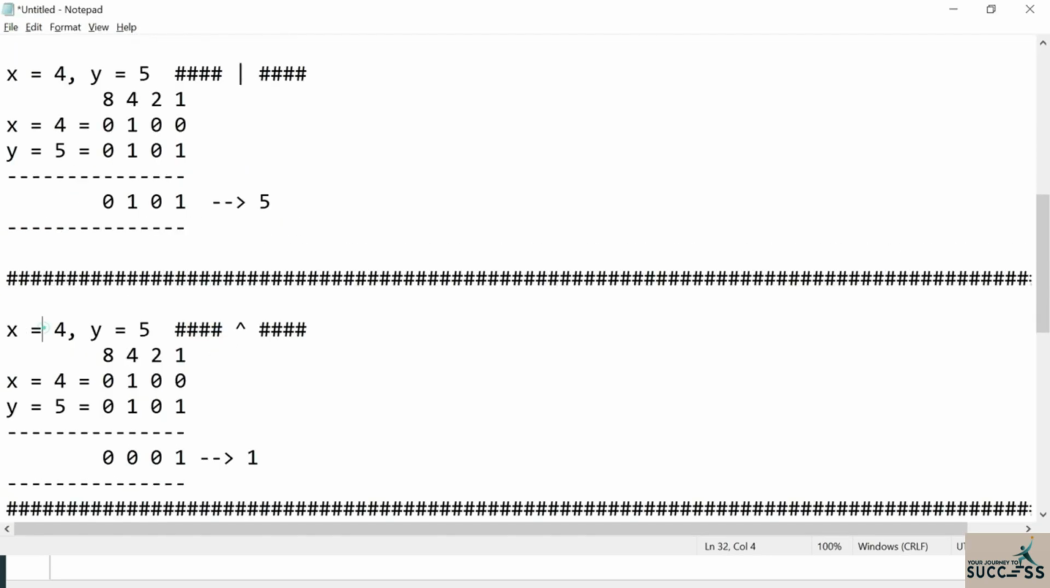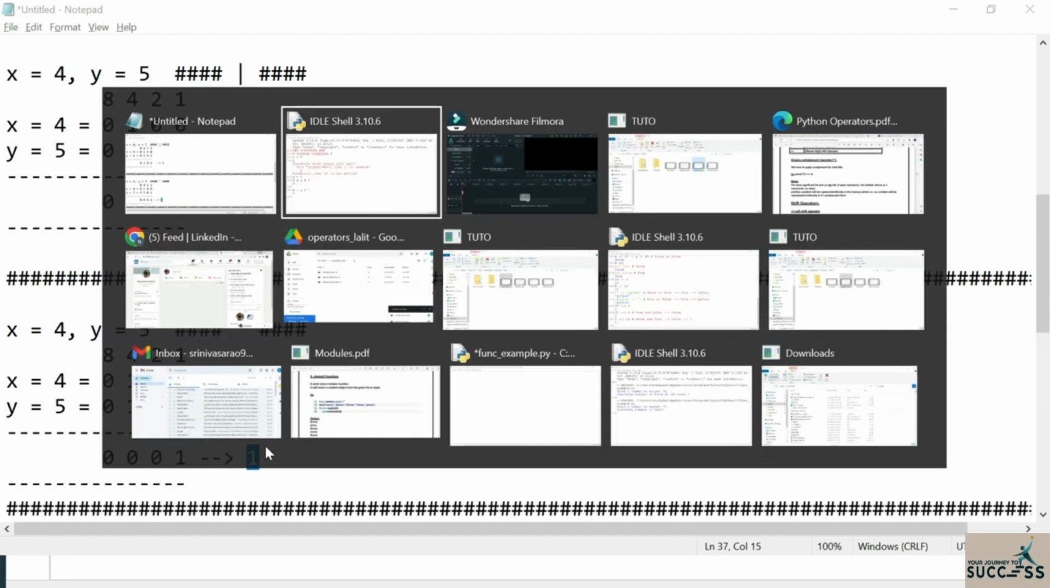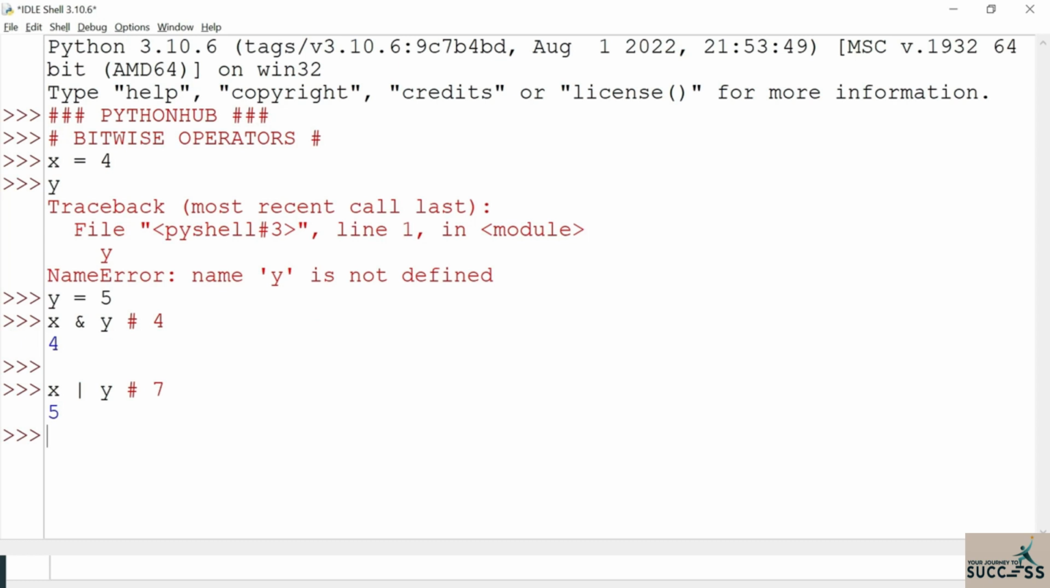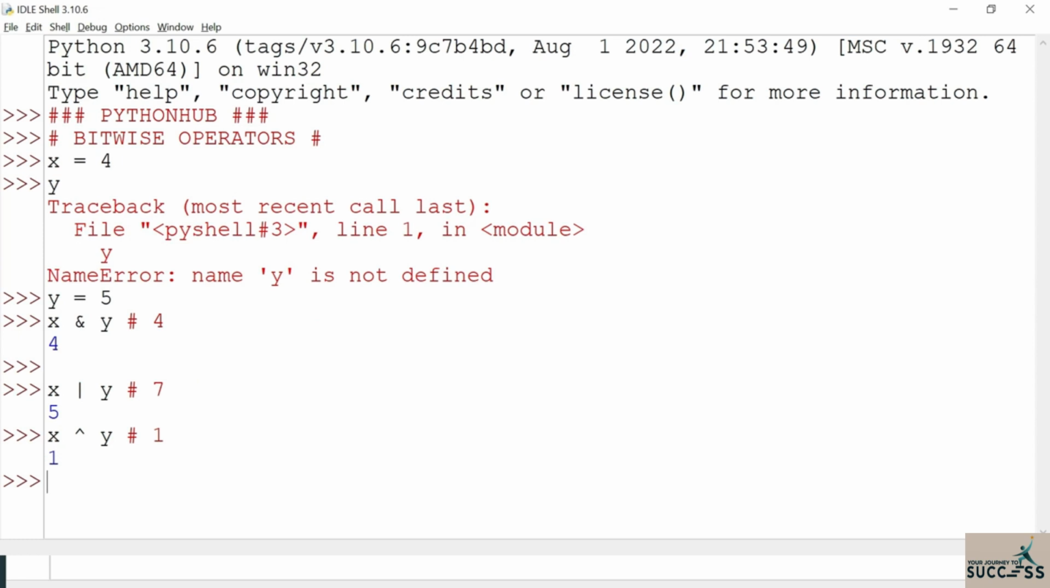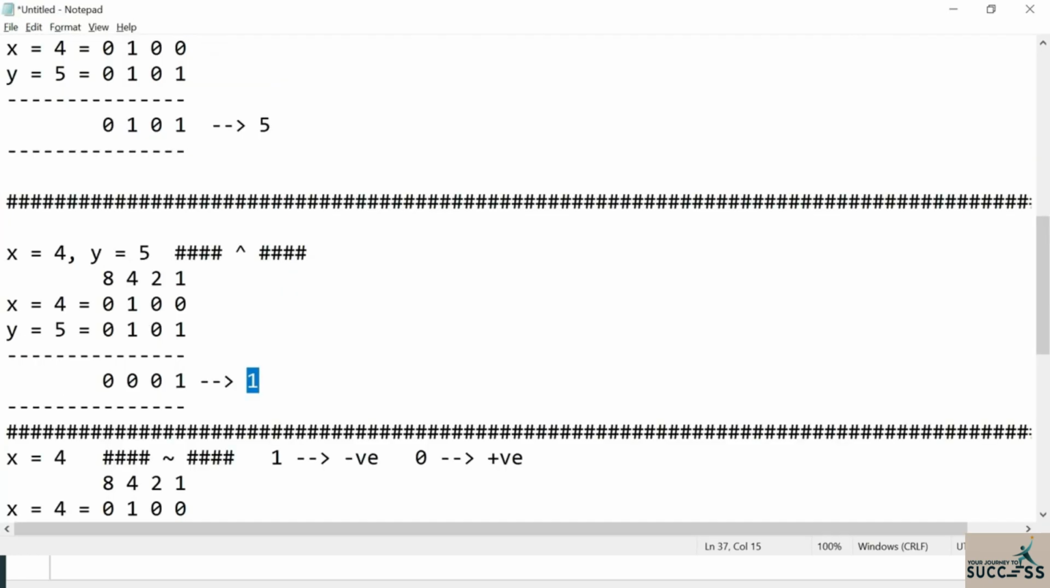Next is the XOR operator. If we do it manually, what did we get? 1. So let us see whether we are getting the same thing or not. Same way we got 1 when we applied it in the IDE, but internally all the things which we did manually are happening.